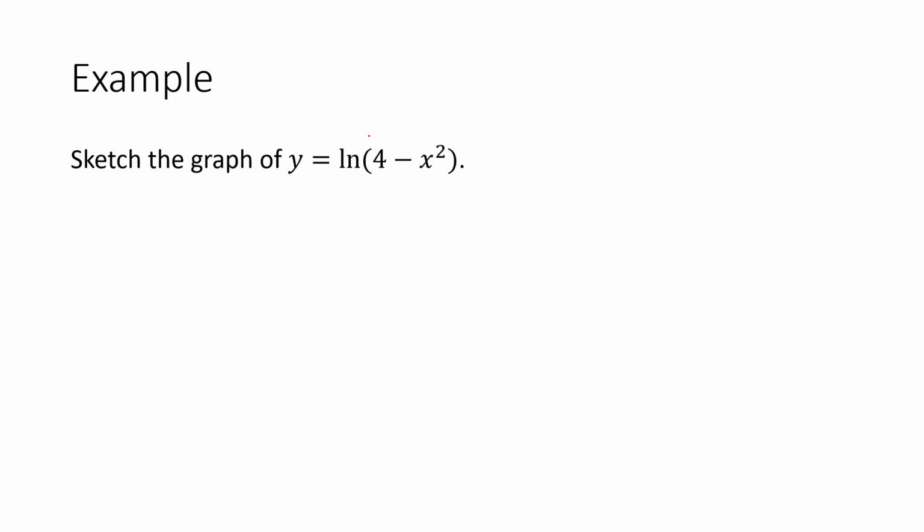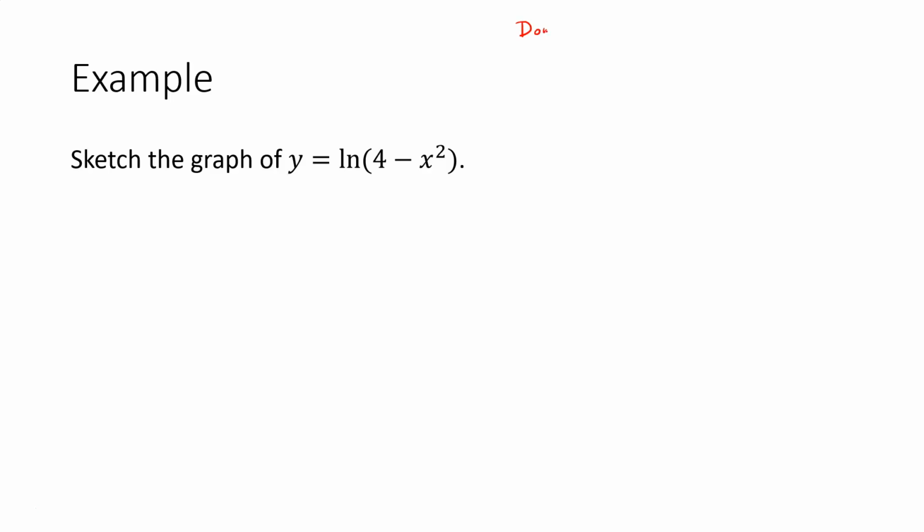In this example, we want to apply our knowledge of calculus to help us sketch the graph of this function, y equals ln of 4 minus x squared. So the first thing we might want to consider is the domain of this function.